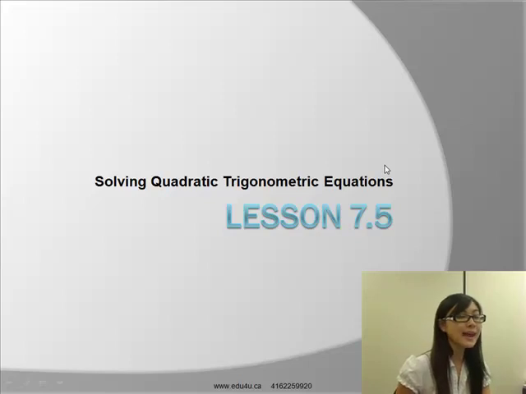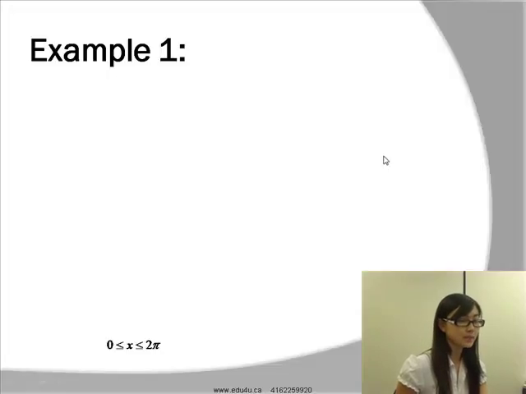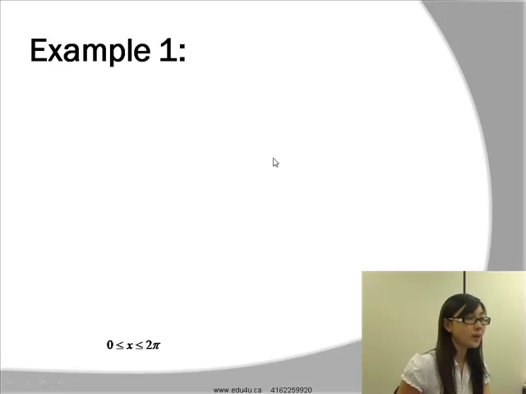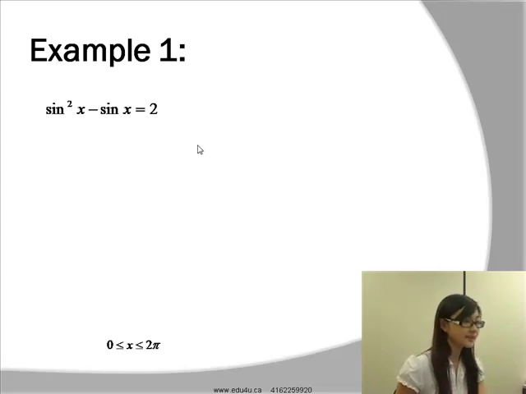Hi everyone, this is the last lecture on Unit 7. Today we're doing Lesson 7.5, Solving Quadratic Trigonometric Equations. We're going to go straight into Example 1 from your learning resources. We have sine squared x minus sine x equals 2, and we're asked to solve for x.